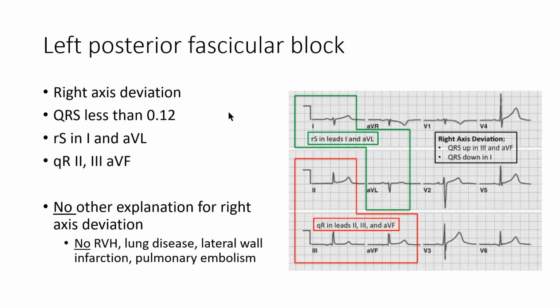Now, the more specific features are going to be these. The more specific features for the left posterior fascicular block are going to be seen here. Starting in the high lateral leads, we can see that in lead 1 and in lead AVL, we have a small R wave, that's that first small movement up away from the baseline, and then a slightly larger, more prominent downward stroke from the baseline that represents an S wave. That is an RS in leads 1 and AVL.